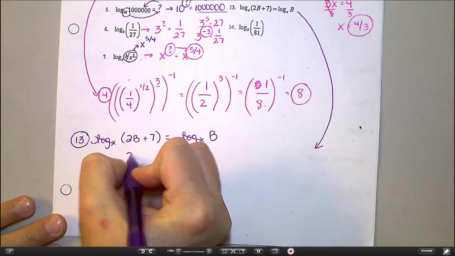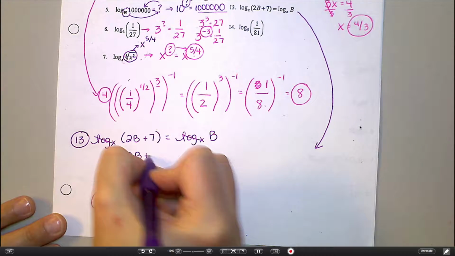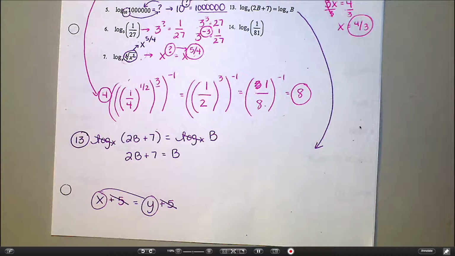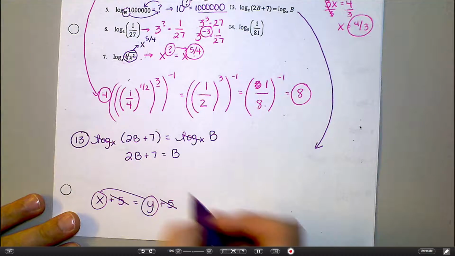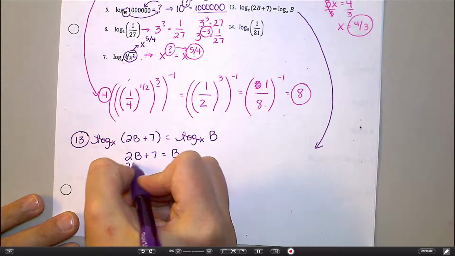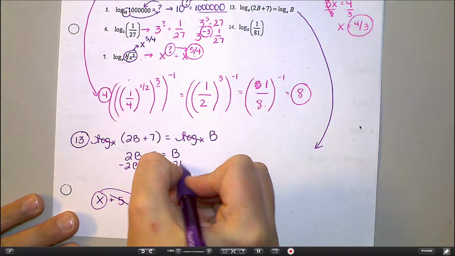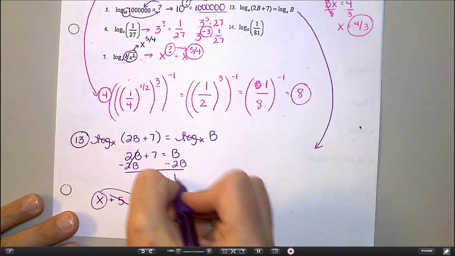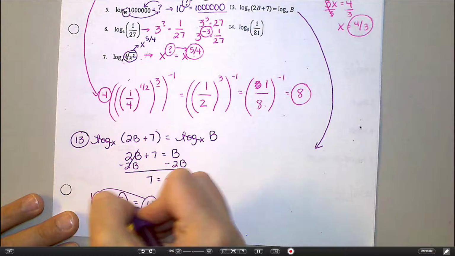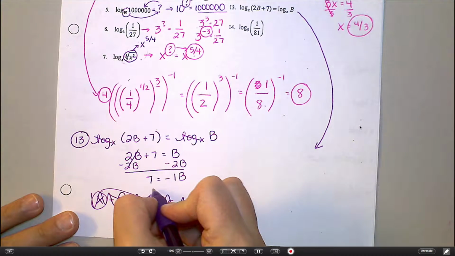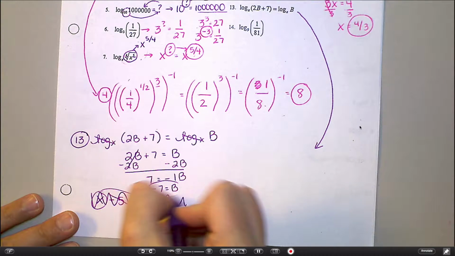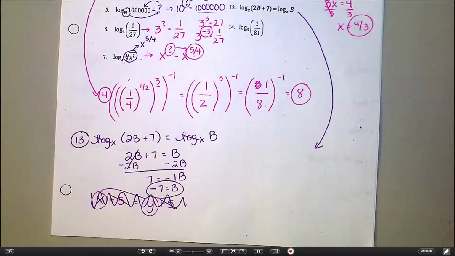So I can just say 2b + 7 equals b, and then solve that for b, just like a regular equation. So I would subtract 2b from each side. So I end up with 7 equals negative 1b. And then I'm going to get rid of this down here. Divide by negative 1, and I end up with negative 7 equals b. And that's what you're solving for there. That's your final answer for number 13, negative 7.